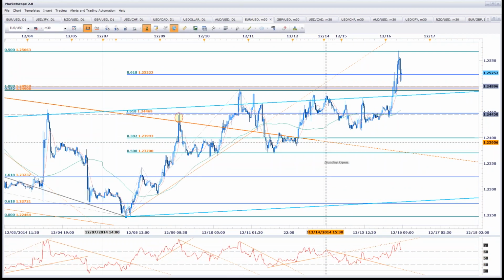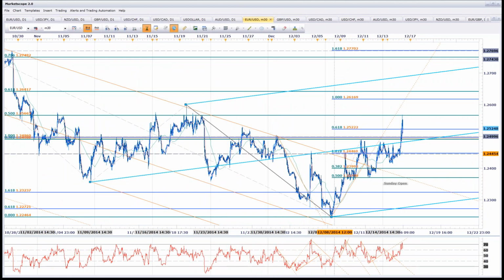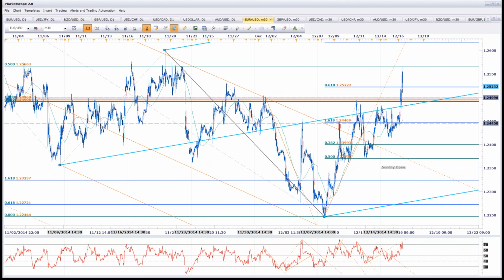But the bottom line is this, guys. At this point, we're above 125. I'd be very cautious about trying to get too aggressive on the short side just yet. It's going to be a great entry, I think.